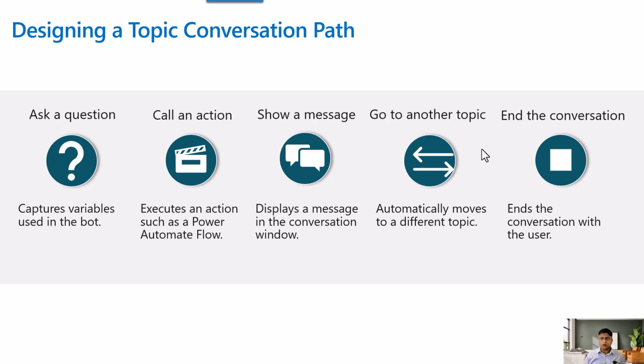Now there are two more nodes. Go to another topic, which means that it transfers the control to the other topic flow, and end of conversation, which typically ends the conversation with that user.